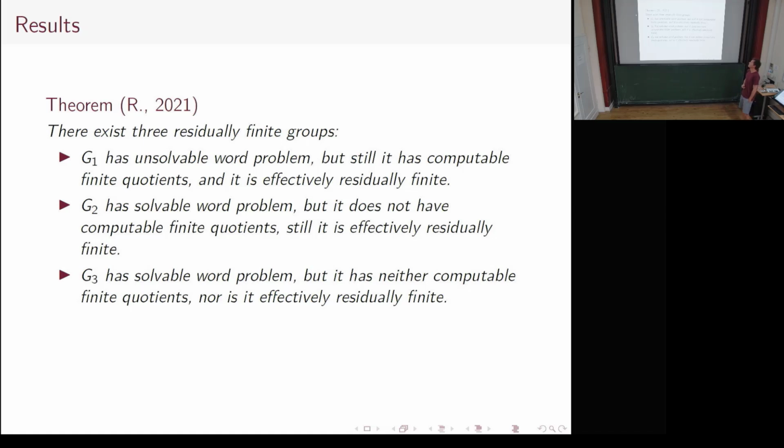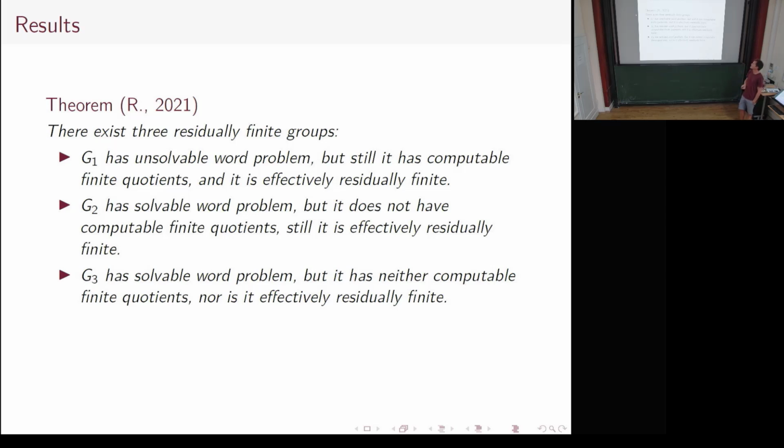Now, a theorem of mine. There are three residually finite groups. The first one has unsolvable word problem, but still it has computable finite quotients, and it is effectively residually finite. So we know exactly what the finite quotients of this group are, but it doesn't imply that the group has solvable word problem.